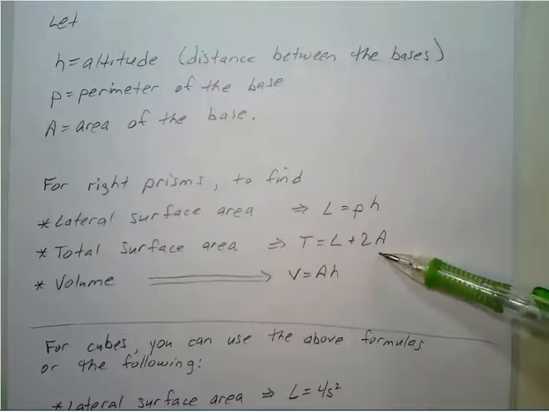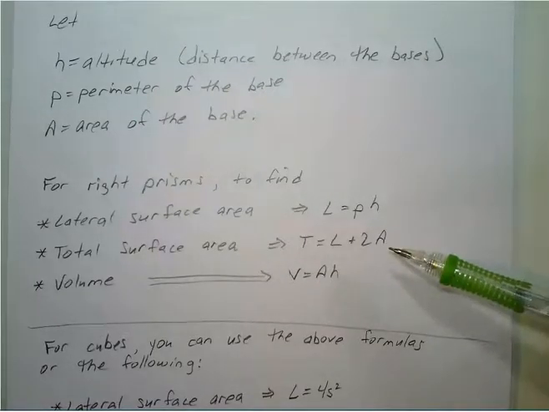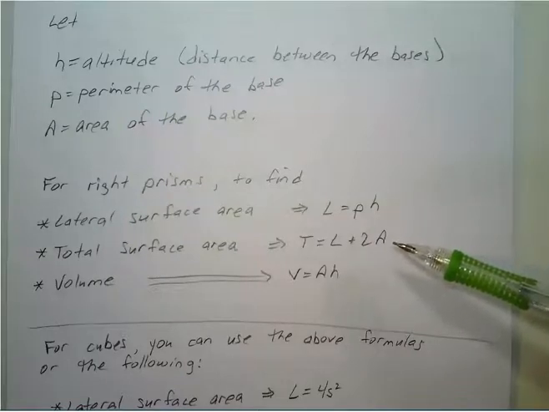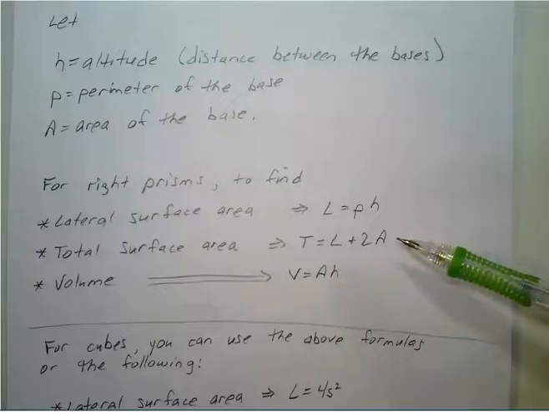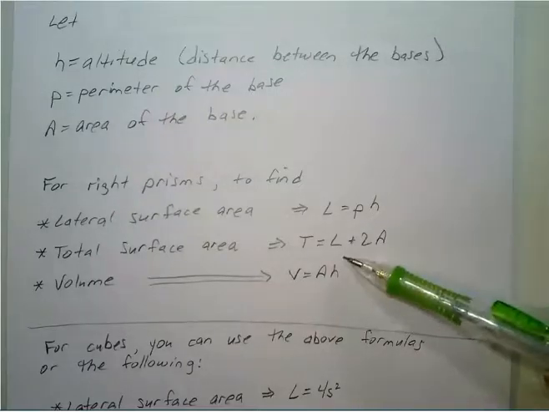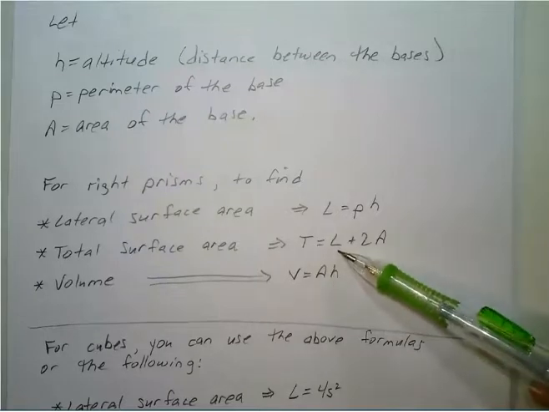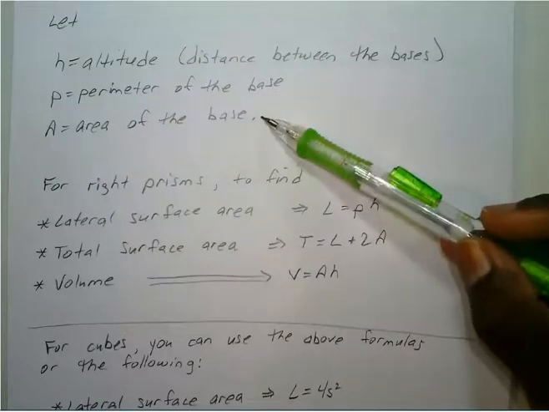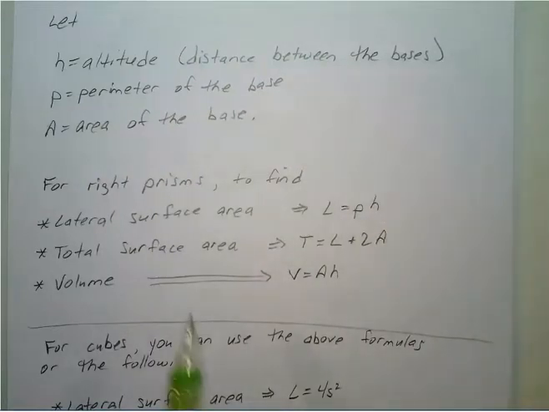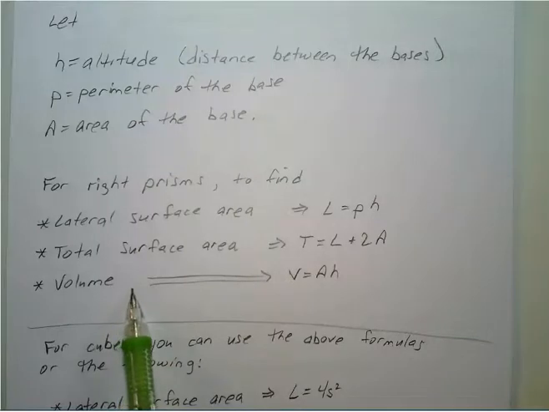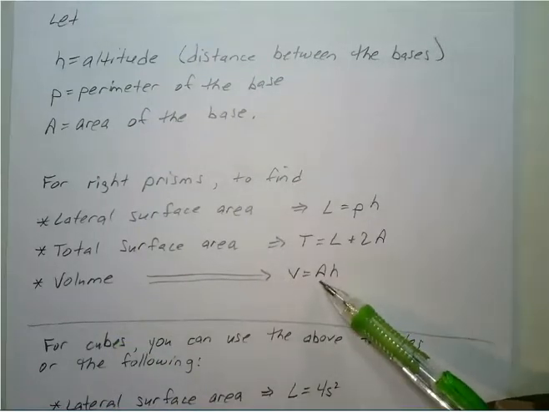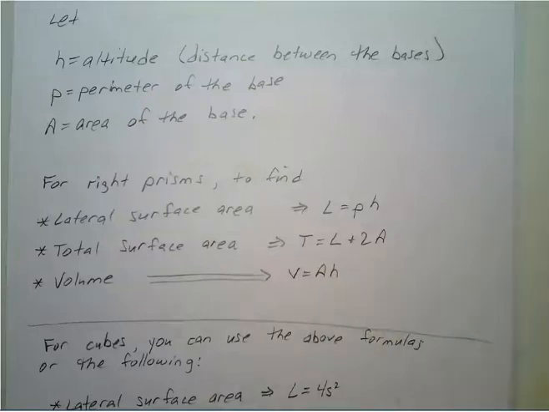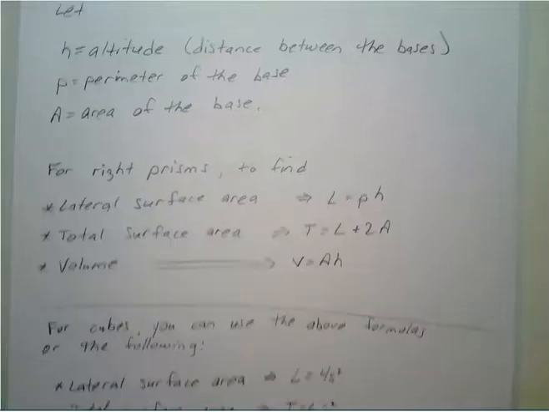Your total surface area is everything. That's the area along the sides, the area on the top and the bottom. That's everything, to find out exactly how much surface area you have over that entire shape. So to find your total surface area, you're going to find your lateral surface area, then you're going to add 2 times the area of the base. And then to find the volume of that particular shape, you're going to get the area of the base times the altitude. Now you can use this for all shapes, all of your prisms.